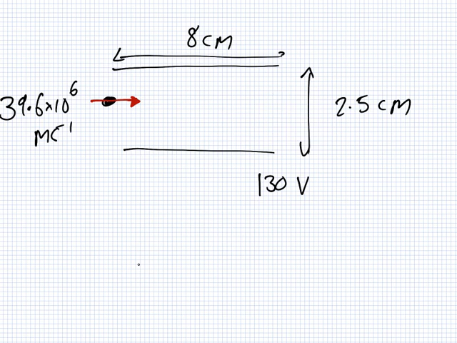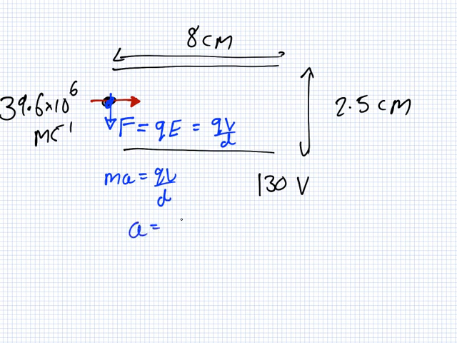Now, what force is acting on this? There's a downward force here caused by the plate. Do you remember the formula for this force? QE. Do we know the Q? Electron. Yes. Do we know the E? Well, we could know it because what's the formula for E? V over D. Now, what is the formula for F? MA. So MA equals QV over D. So we could work out the A here actually. The A is QV over MD.